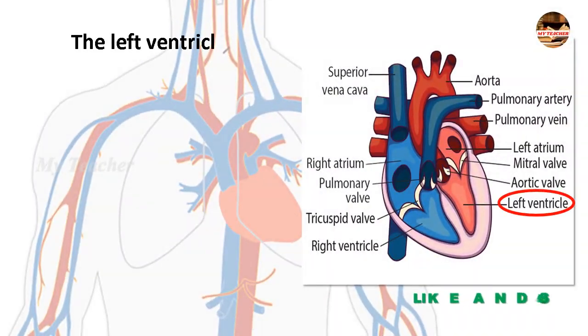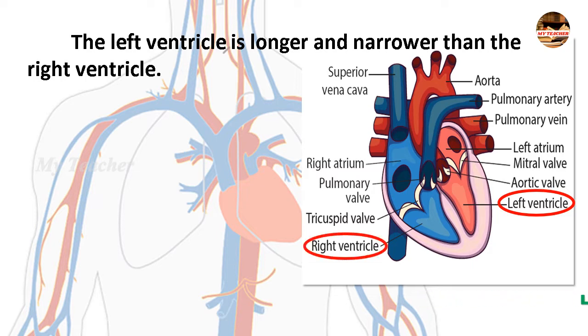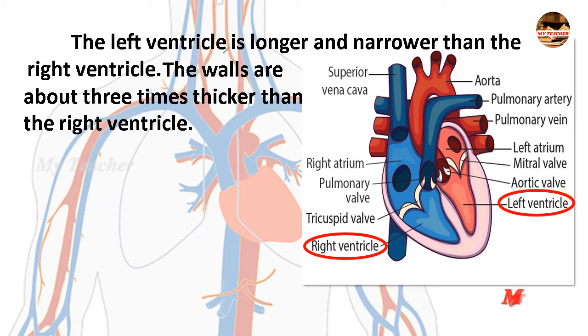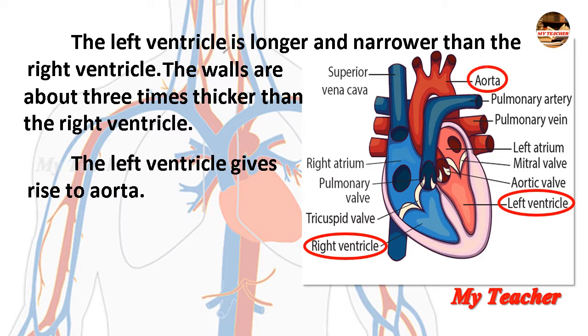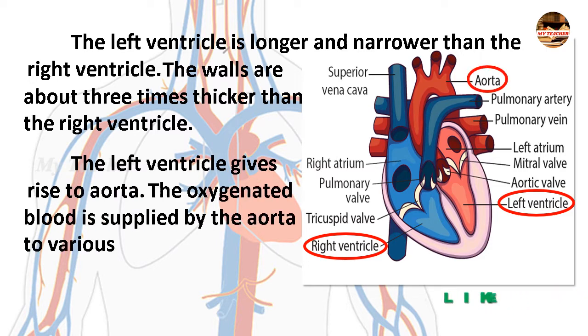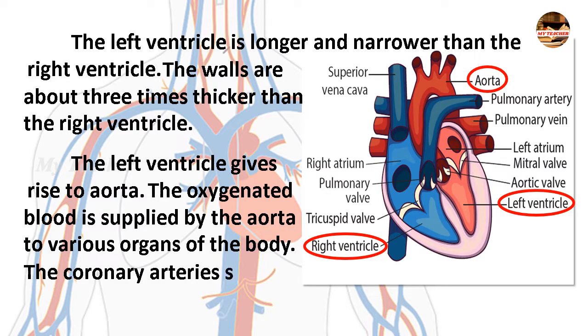The left ventricle is longer and narrower than the right ventricle. The walls are about 3 times thicker than the right ventricle. The left ventricle gives rise to the aorta. The oxygenated blood is supplied by the aorta to various organs of the body. That is why the walls are very thick, to push the blood towards the aorta. The coronary arteries supply blood to the heart.